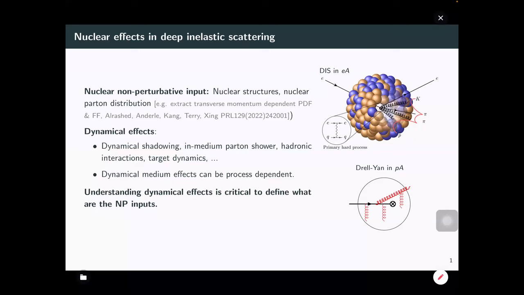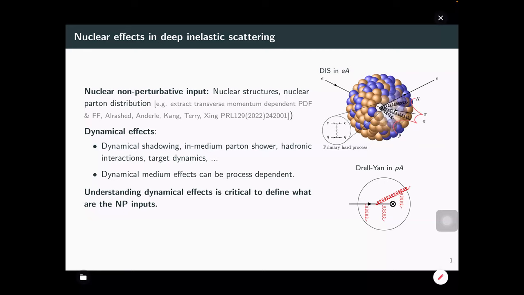Regarding this nuclear input, we will try to differentiate two effects. One is the intrinsic non-perturbative input that is special to a nucleus. This includes, for example, nuclear structure and how the parton distribution functions get changed in the nuclear environment. There are, for example, some very recent extractions of not only the one-dimensional PDF, but also the transverse momentum dependent PDF and the fragmentation functions using global sets of data, including electron-nucleus collisions.